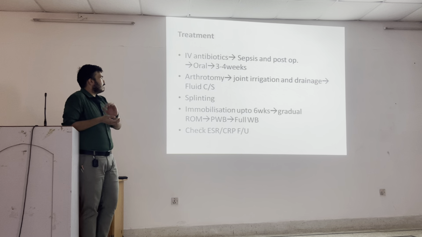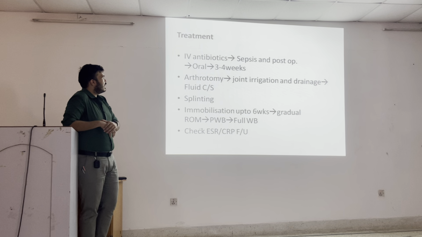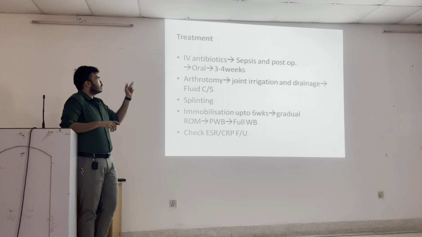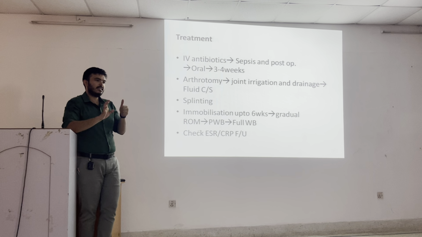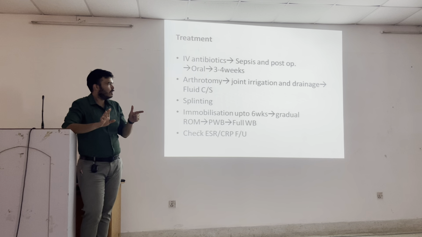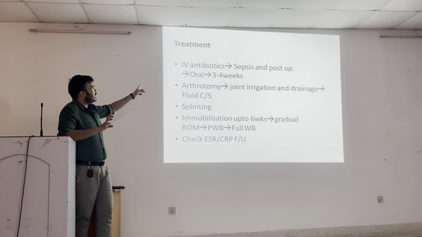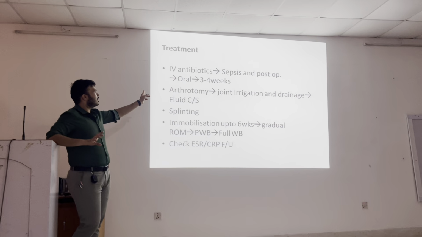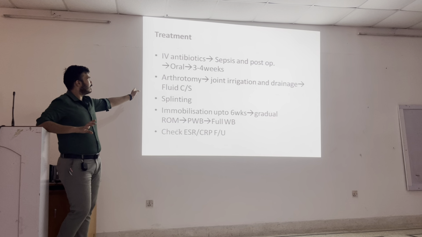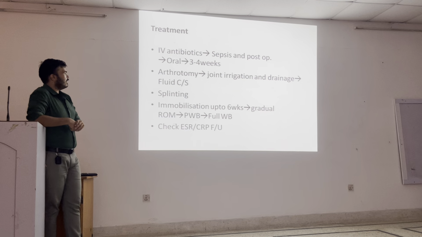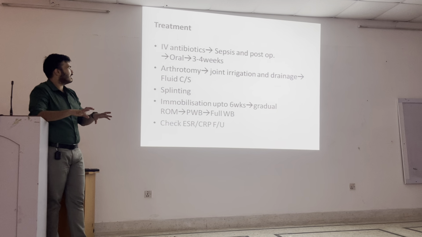Now for specific management, you can go for IV antibiotics. It's written 3 to 4 weeks as oral, but the major one is 6 weeks. Just remember 6 weeks: 2 weeks IV and 4 weeks oral. First IV antibiotics, and then post-operatively give oral antibiotics. It's written in that way. Now arthrotomy, joint irrigation and drainage can be done. We'll just wash out everything in the joint.